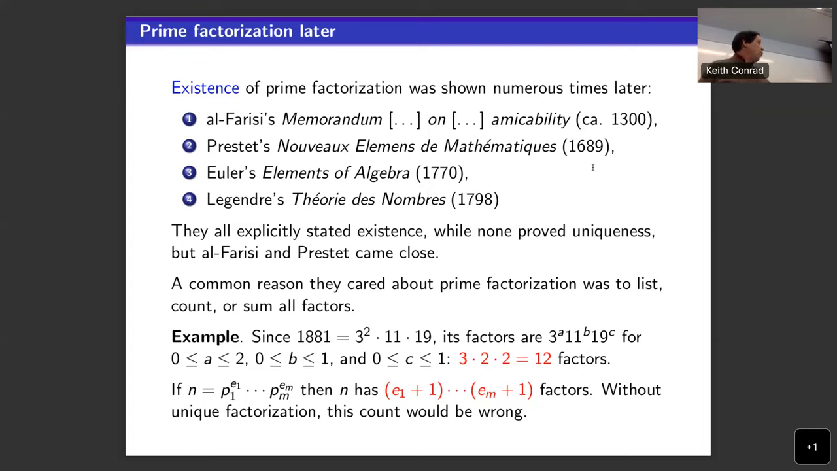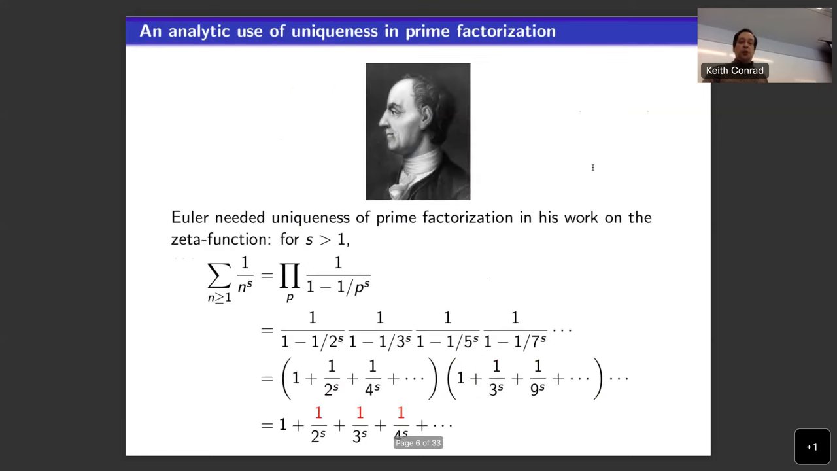So they basically wanted to use unique factorization. They implicitly were assuming it. Who was the first person to actually state it explicitly? As usual in number theory, this goes, oh, sorry, I was thinking ahead. The next slide would go to Gauss, but let me point out that another place that Euler used prime factorization in terms of uniqueness was when he factored the zeta function into an Euler product.